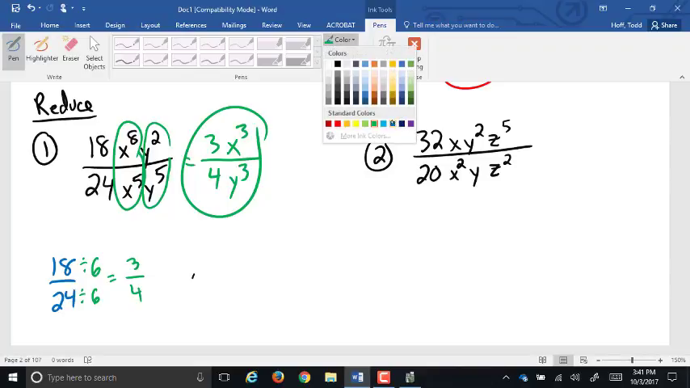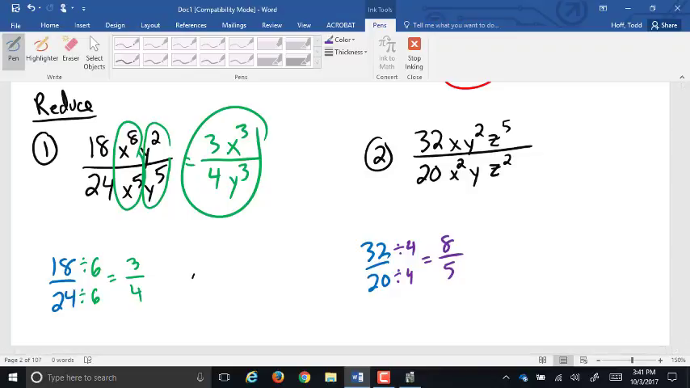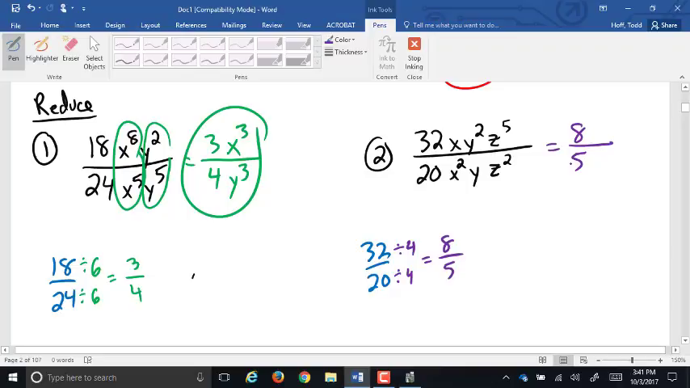Okay. The next one over here, we've got 32 and 20. I'm going to do the numbers again first. What can both of those be divided by? 4 will work. 32 divided by 4 is 8. 20 divided by 4 is 5. Can I change that to 1 and 3/5? No. Good answer. We cannot change these into mixed numbers because of the variables in there. We don't know what value those variables have. So we don't know whether this truly is a mixed number or not. So anyway, we've got 8 over 5 is going to be in our result.